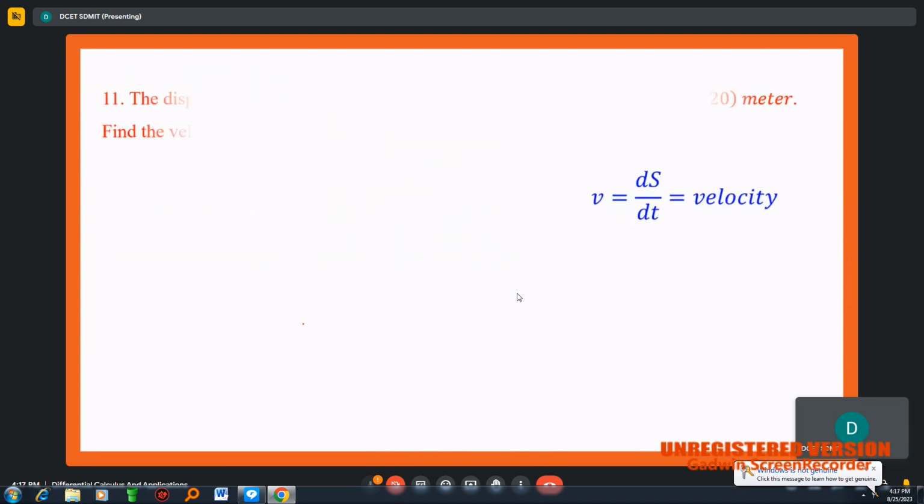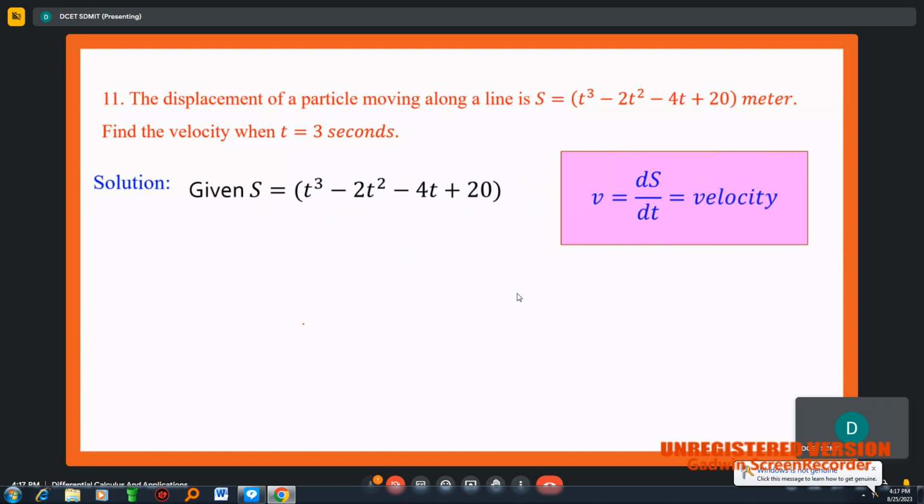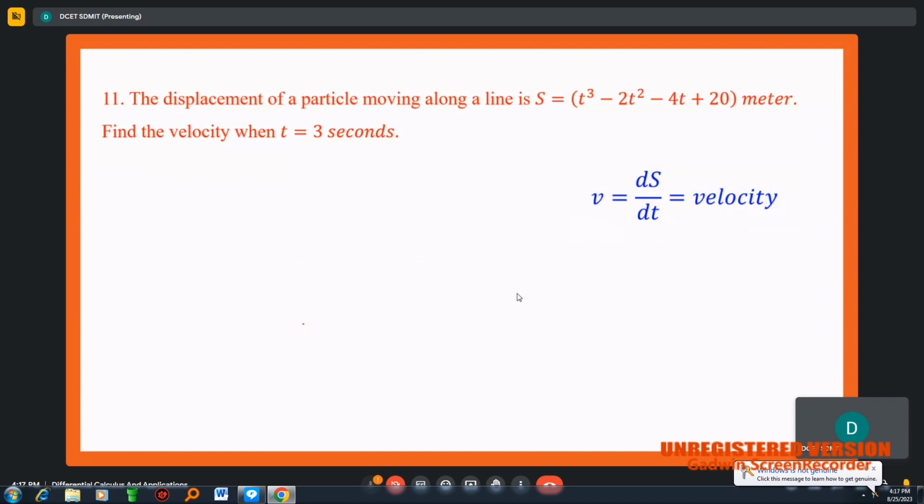Now we are studying some problems based on velocity and acceleration. The displacement of a particle moving along a line is given as s = t^3 - 2t^2 - 4t + 20 meters. We have to find the velocity when time t = 3 seconds.